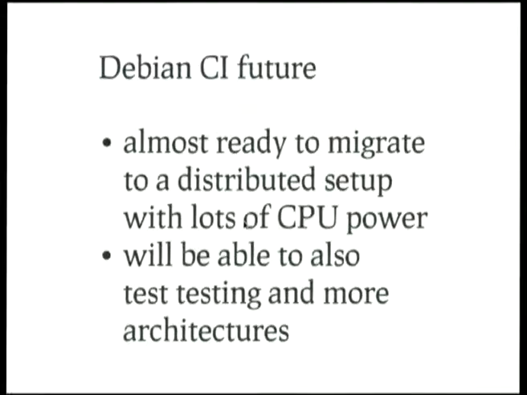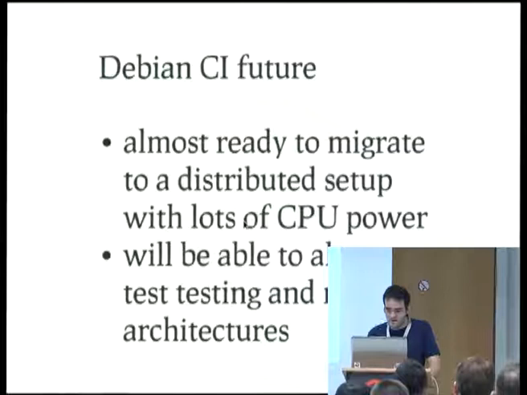So in the future, we are almost ready to migrate to a distributed setup where we'll be able to put a lot of CPU power into running tests, so it will reduce the lag between an upload to unstable and actually getting the test run. This will also enable us to run tests on maybe other architectures. Today we just run AMD64.